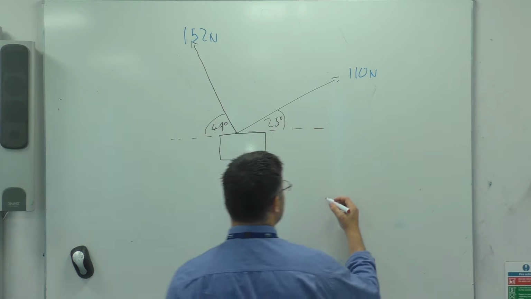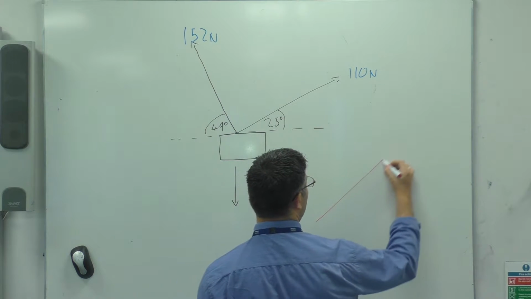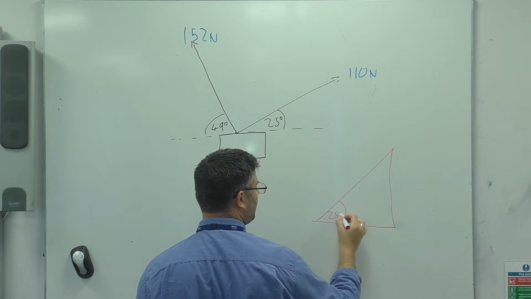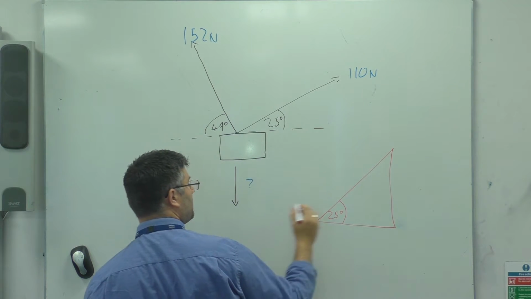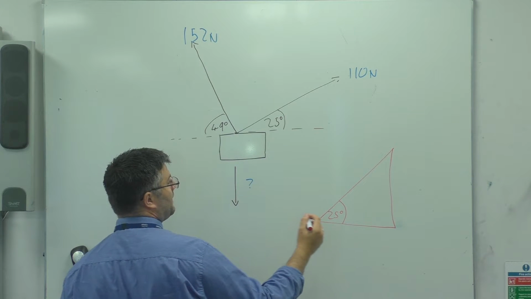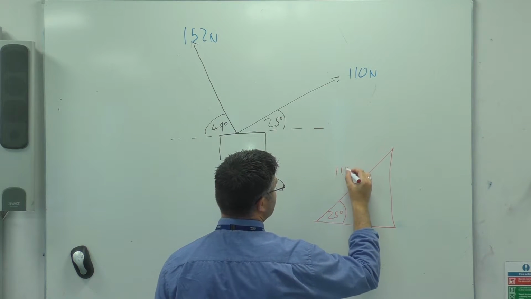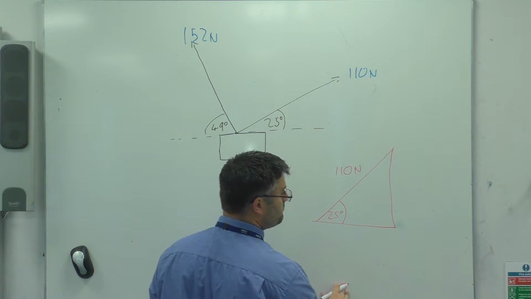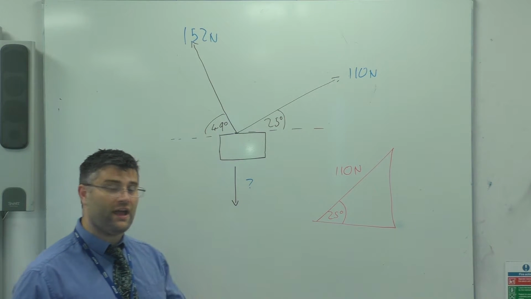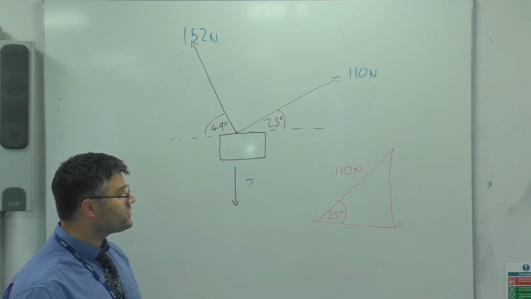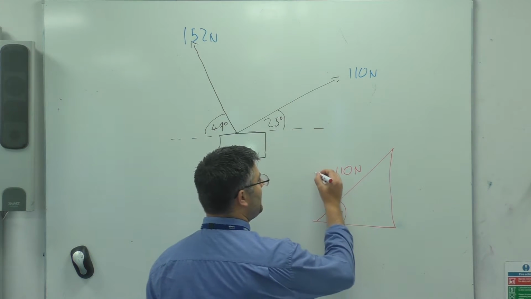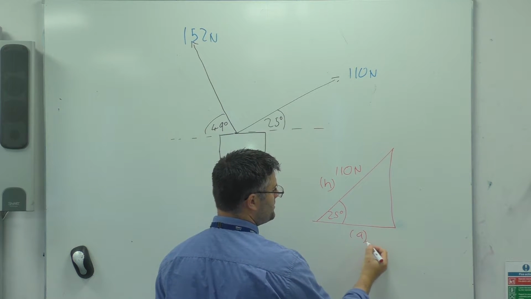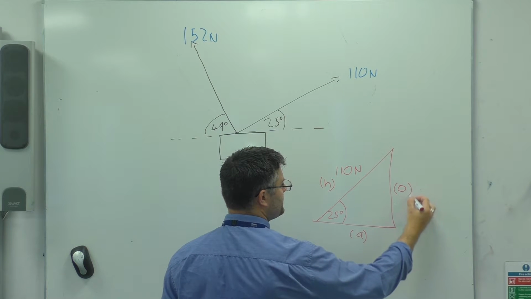So if we look at this here, we can say, okay, we've got a triangle over here that's got 25 degrees, and we've got, this is 110 newtons. And pretty much there we've got everything we need, because what can I do with this? That's the hypotenuse, that's the adjacent, that's the opposite.